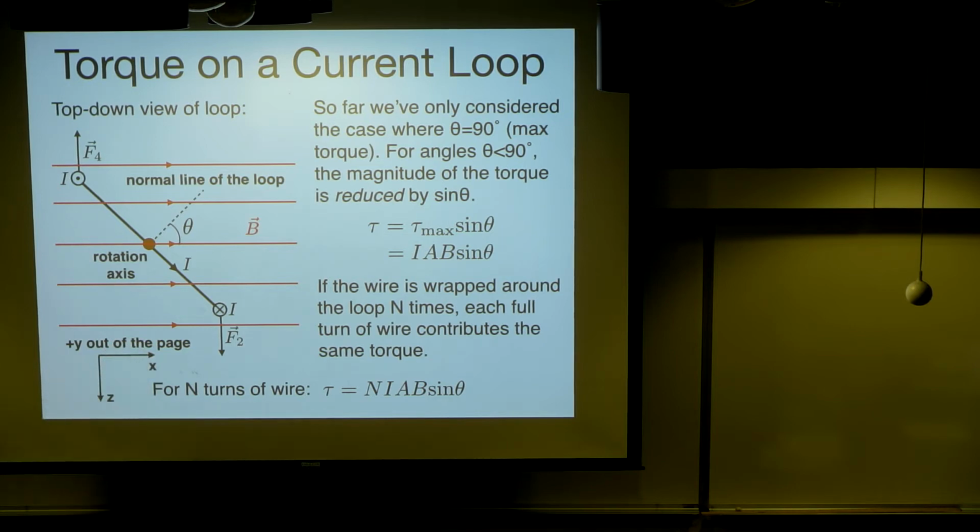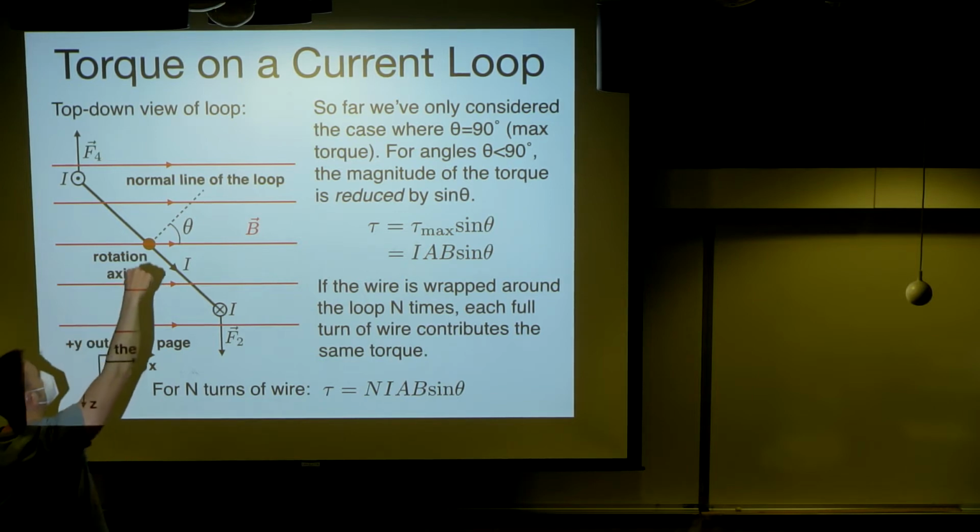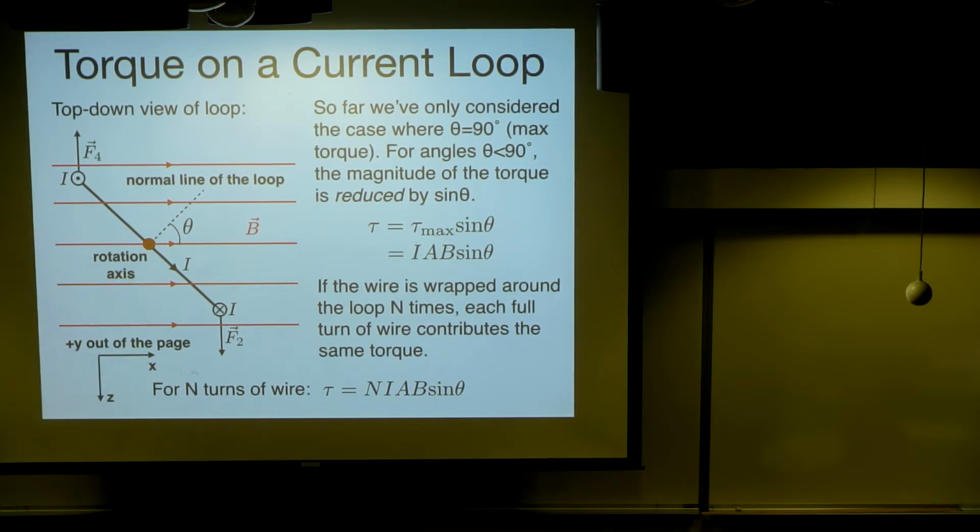And if we take that top down view, here's what it now looks like. See that force F2 is now going straight down. That force F4 is going straight up. And our axis of rotation is now going into the page. So the y direction is now out of the page, this is the x direction, and this is the z direction in this new point of view.